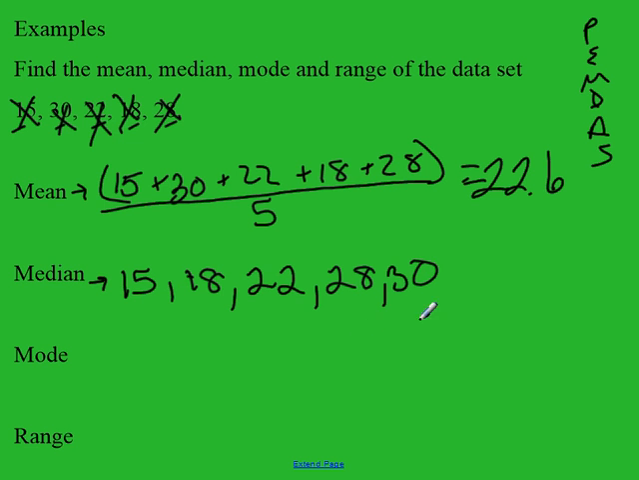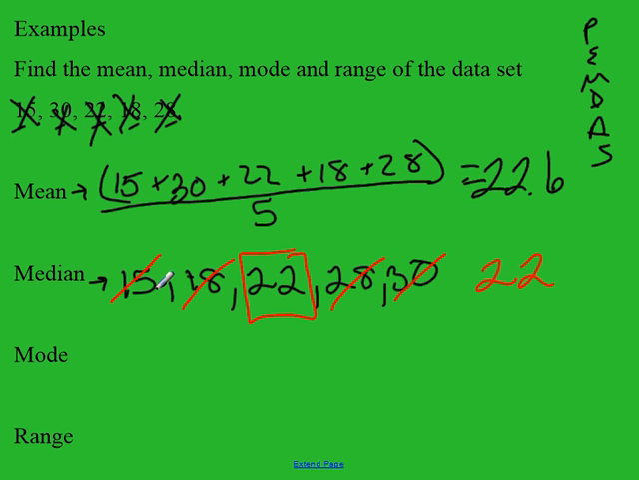I'll use red here to cross out going from the outside edges. I'm going to do one on the left, one on the right, one on the left, one on the right, and I'm left with 22 right in the middle, so that's going to be my median. My mode here is whichever number occurs most often.